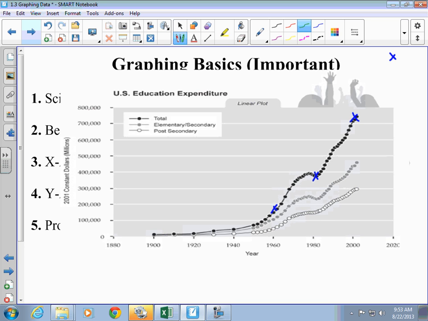Likewise, when I always do this graph, I joke that teacher salaries have done the opposite. I'm just kidding, but it's a good little joke.